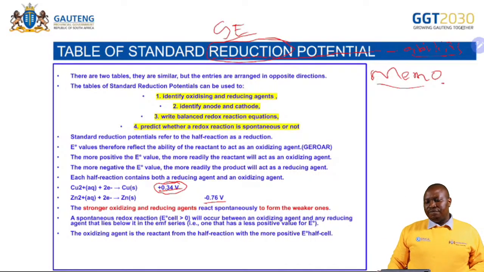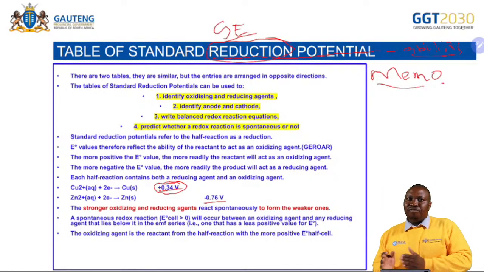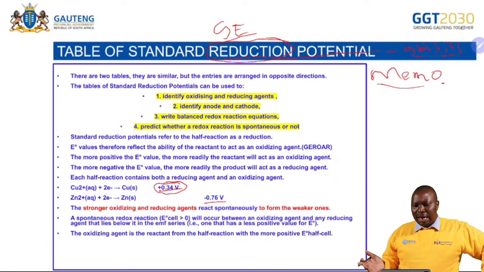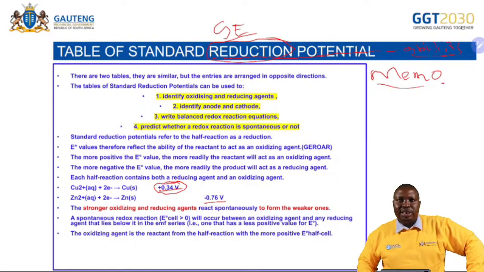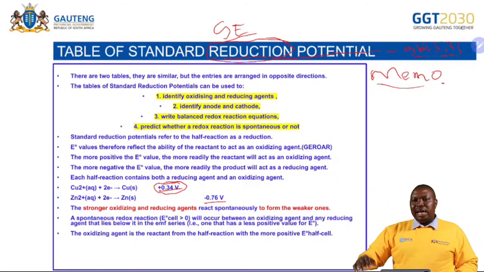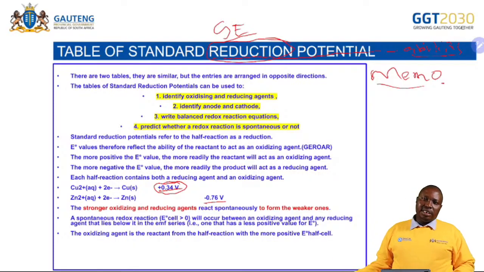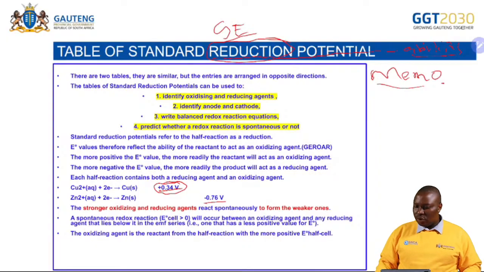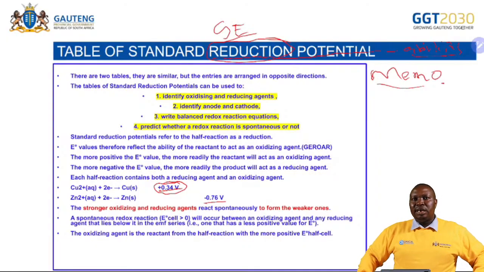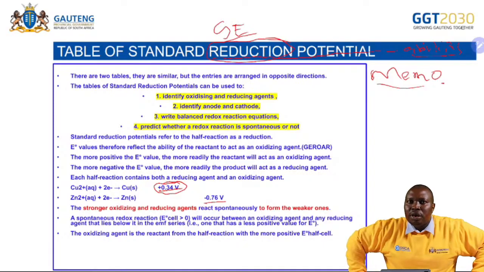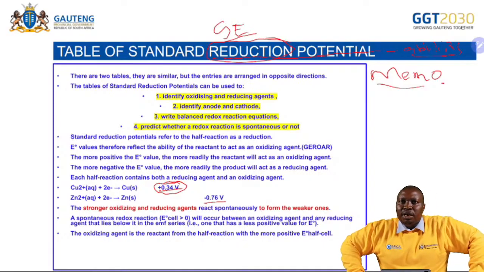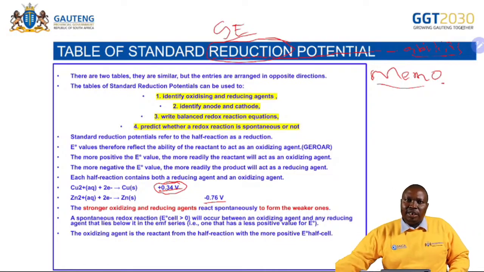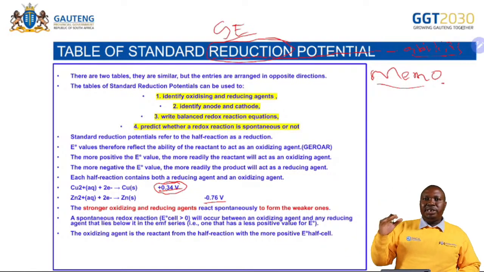Now we have two tables, table 4A and table 4B. What we are simply saying is that these tables are similar; the entries are arranged in opposite directions. One table starts with positive numbers and ends with negative numbers. The other starts with negative numbers and ends with positive numbers. So the tables are basically the same, but for strategic reasons we advise you to use table 4B in galvanic cell, because in a galvanic cell you have a loss of electrons happening. You can see table 4B starts with negative numbers.